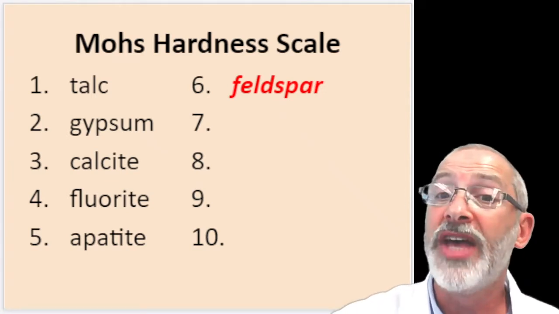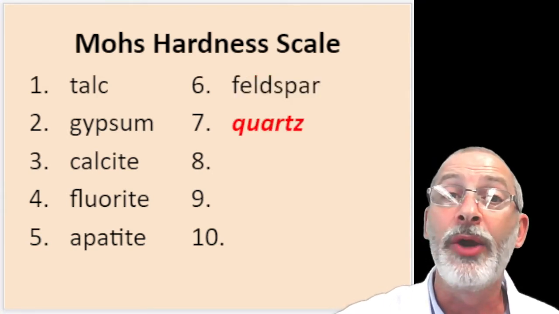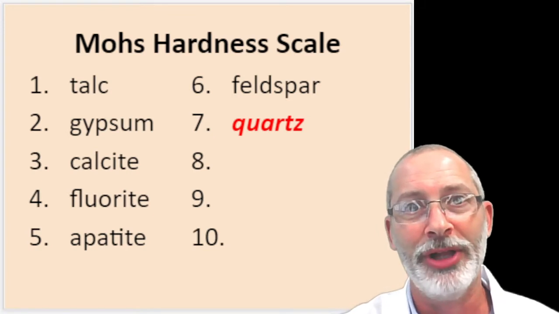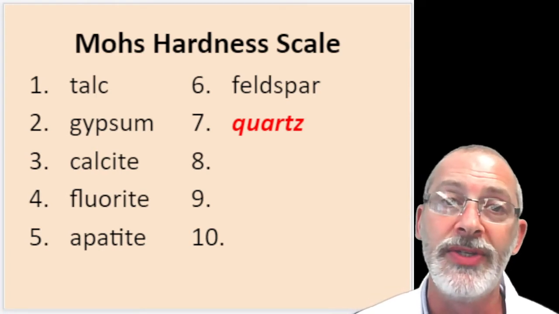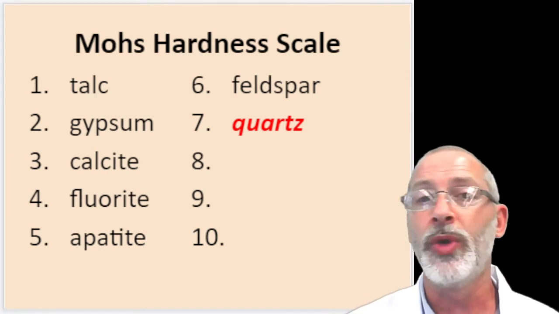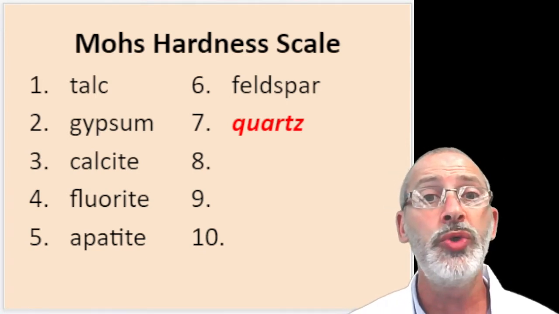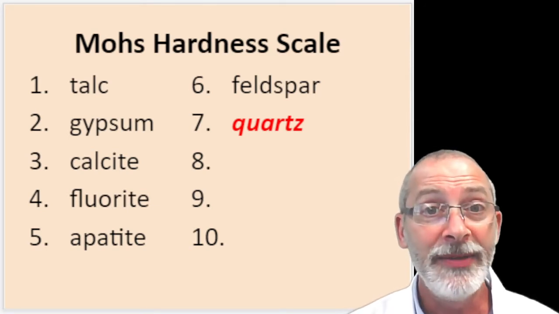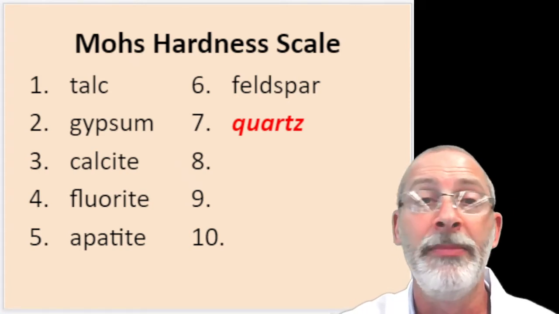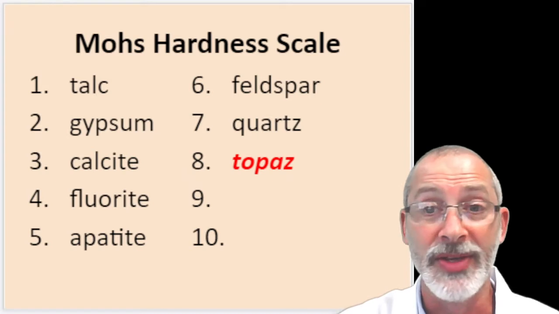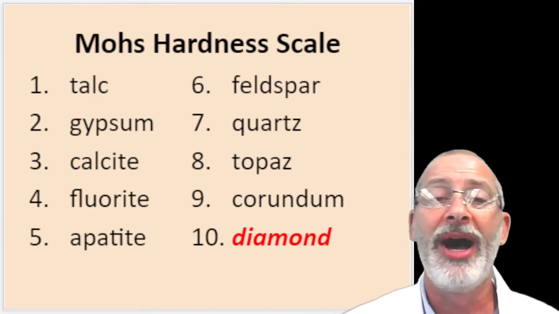Number 6 is feldspar, one of the most common minerals on planet Earth, followed by quartz, which is the most common mineral on Earth. In fact, sandy beaches. I love to go to sandy beaches and boogie board in the water and swim in the ocean and just listen to the waves crash on the shore, turning rocks into sand. And sand is made primarily of quartz. Silicon dioxide, the most common mineral on planet Earth. Topaz is number 8. Number 9 is corundum, followed by diamonds.